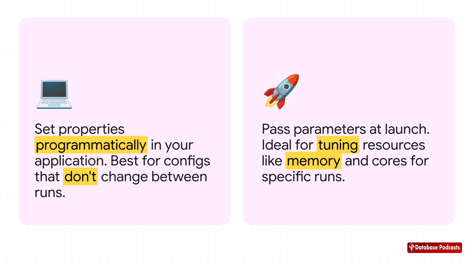Well, there are two main ways. You can hard code some settings directly in your application with something called SparkConf. This is great for stuff that's never going to change. But for tuning, the real power, the stuff we care about, comes from using spark-submit flags when you launch the job. This lets you tweak things like memory and cores for a specific run without ever having to change a single line of your code.